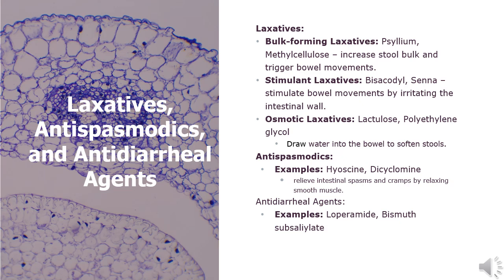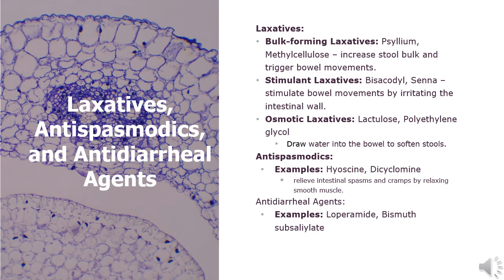So laxatives can be classified into bulk forming laxatives like psyllium and methylcellulose, which increase stool bulk. There are also stimulant laxatives like bisacodyl and senna, which stimulate bowel movements by irritating the intestinal wall, and osmotic laxatives like lactulose and polyethylene glycol, which draw water into the bowel to soften stools.